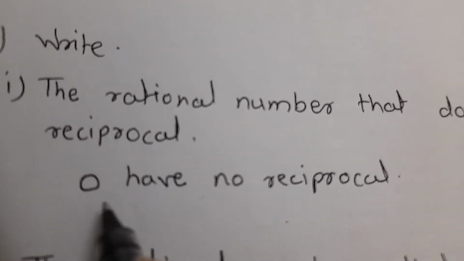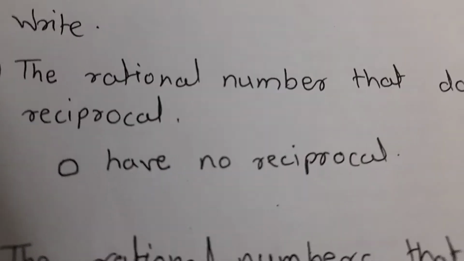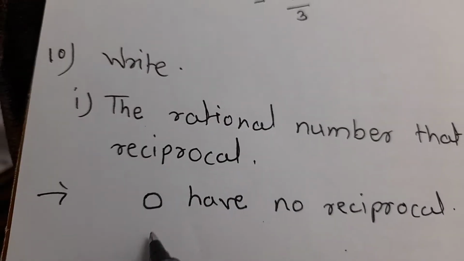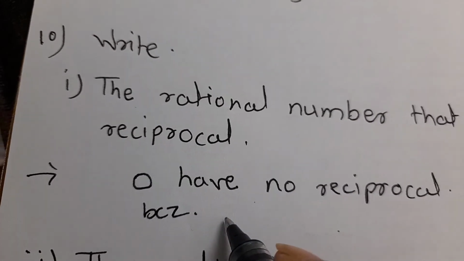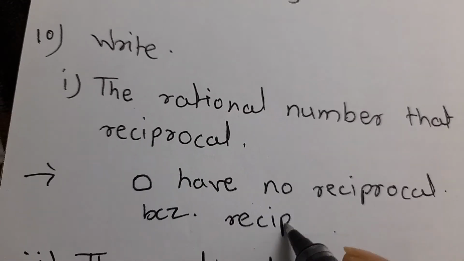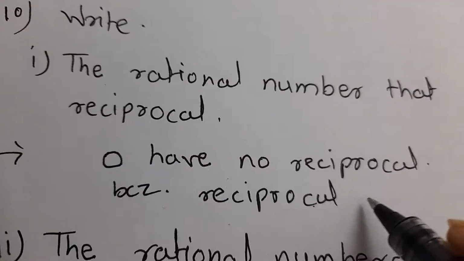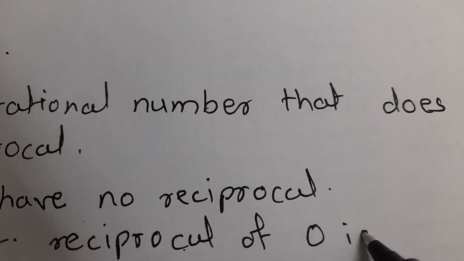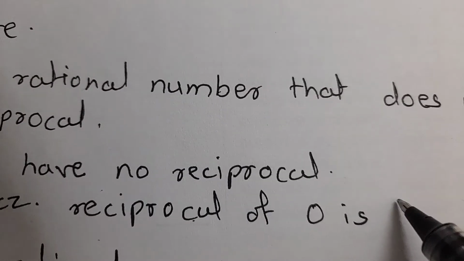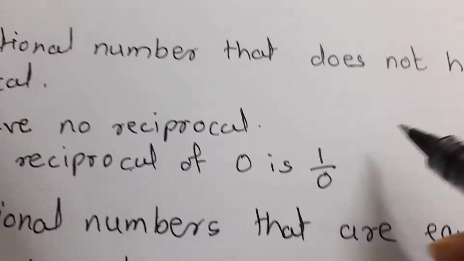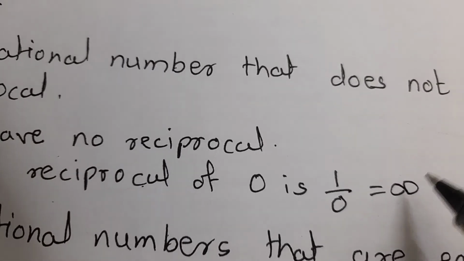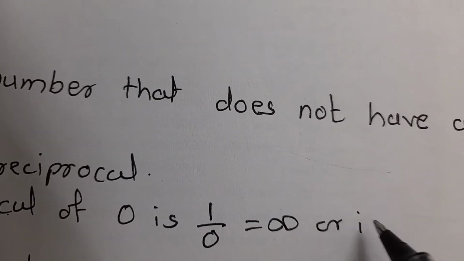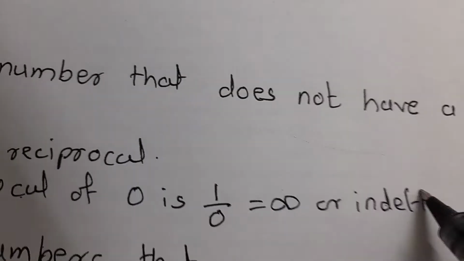Why? Because the reciprocal of 0 is 1 upon 0, which is indefinite. That's why 0 has no reciprocal.